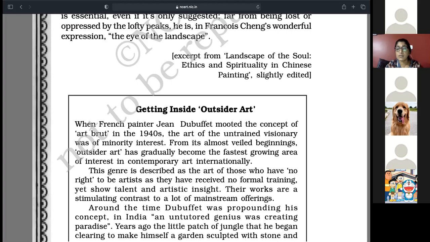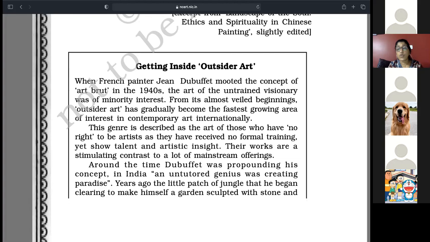Yes, we have certain renowned artists, but there are many artists who have not got any formal training. This genre is described as the art of those who have no right to be artists as they have received no formal training. And according to the schools of art, these people should not have any right to express their views. This is because they haven't got any formal training, yet they show talent and artistic insight. Their works are a stimulating contrast to a lot of mainstream offerings.